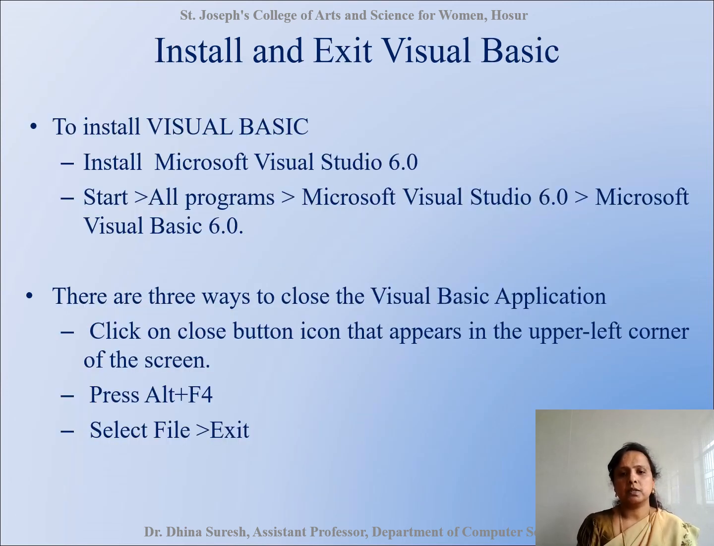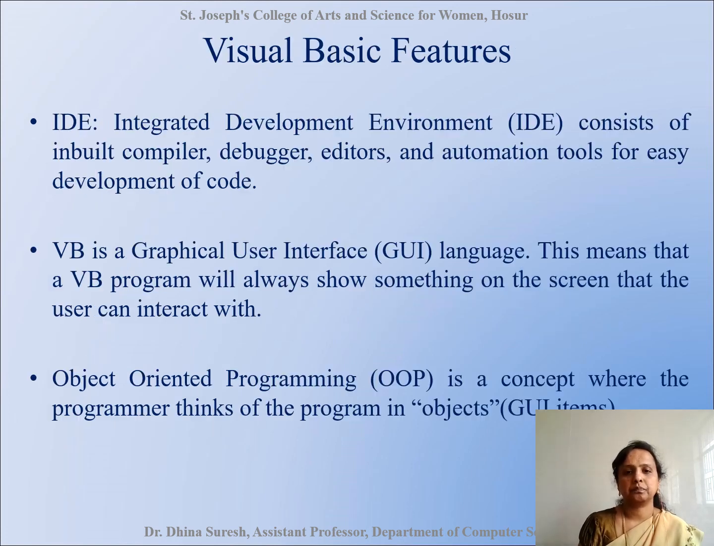Now, install and exit Visual Basic. To install Visual Basic, we need to install Microsoft Visual Studio 6.0. Then we can go to Start, All Programs, Microsoft Visual Studio 6.0 and Microsoft Visual Basic 6.0. To close the Visual Basic application, there are three ways. We can click the close icon in the upper left corner of the screen, or press Alt F4, or we can go to the File menu and click Exit.